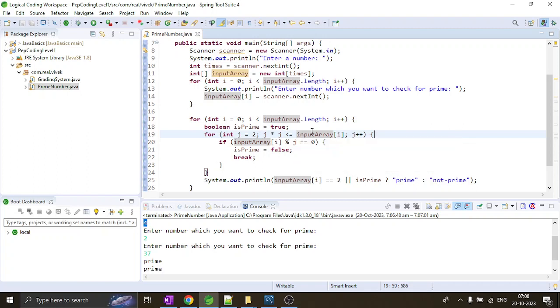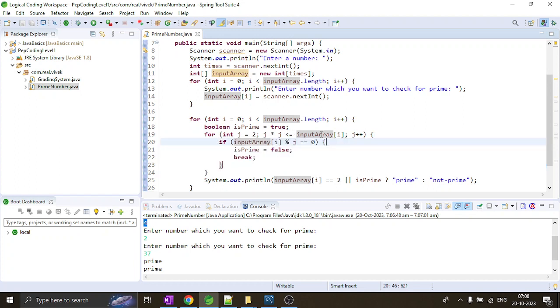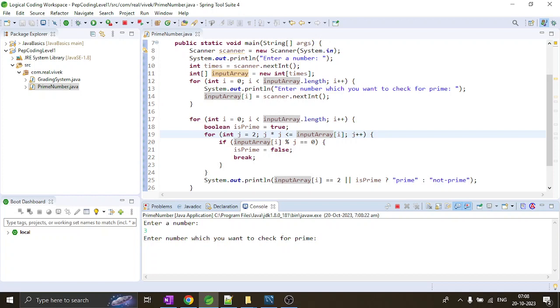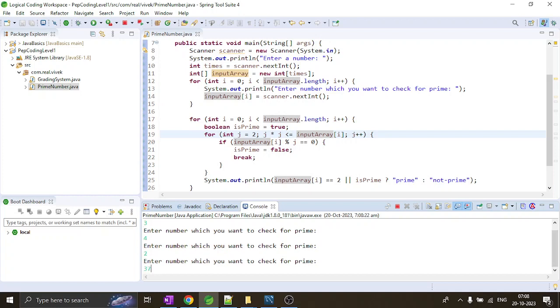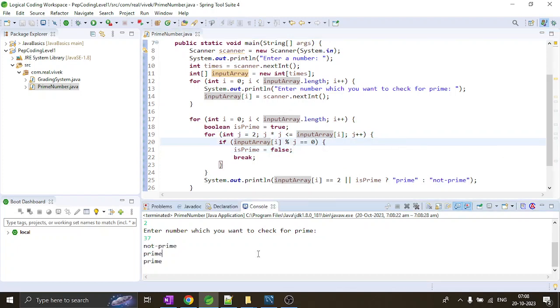Okay, so we missed this equal sign, right? So 4 will directly skip all these iterations because 2 times 2 is 4, and 4 is not less than 4. We didn't have this equal sign. Okay, let's try now with the same input, 4, 2 and 37. That's right, we got the output as expected.